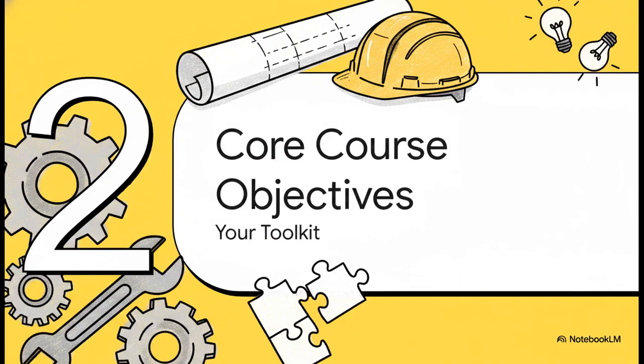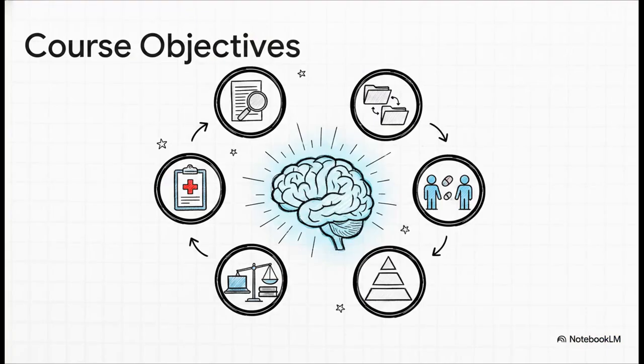Moving right along to Section 2, Core Course Objectives, your toolkit. Think of these next few points as the ultimate professional toolkit you're about to build. This brilliantly illustrates the 6 exact capabilities you're going to walk away with at the end of the term. And listen, these aren't just abstract academic goals to help you pass a test. No way. These are absolute survival skills for your clinical and community practice.